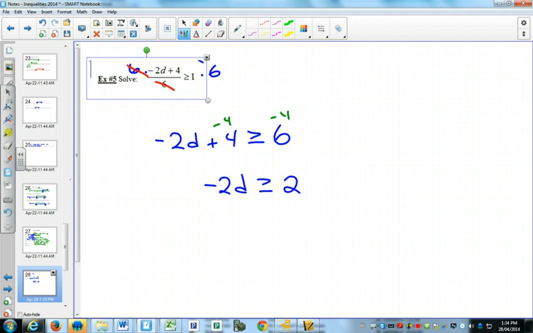And how would I get d by itself? Divide by a negative 2. Do I have to switch the sign? No. Yes. Because we're dividing by a negative number. So this is one where we have to flip the sign.